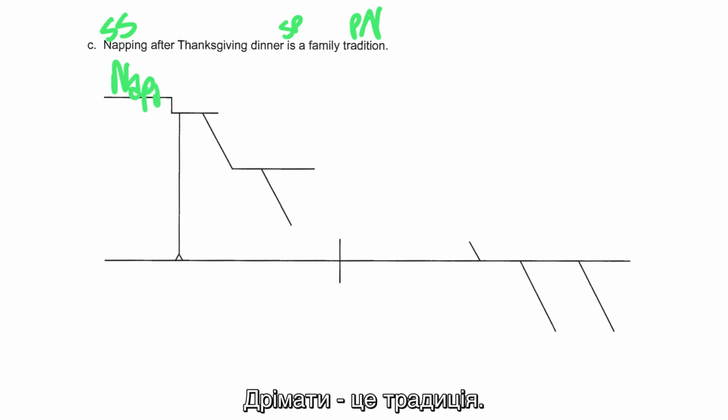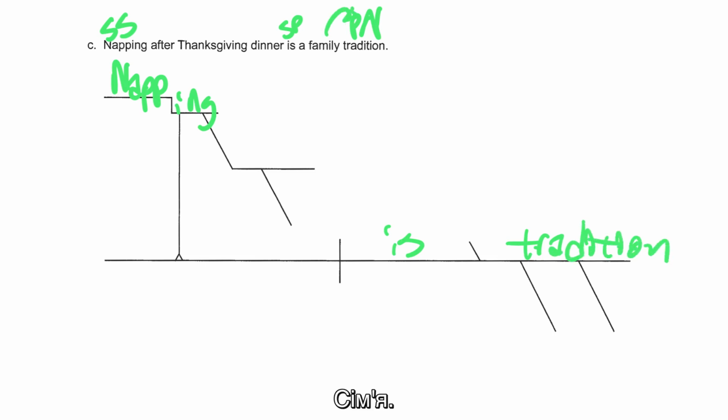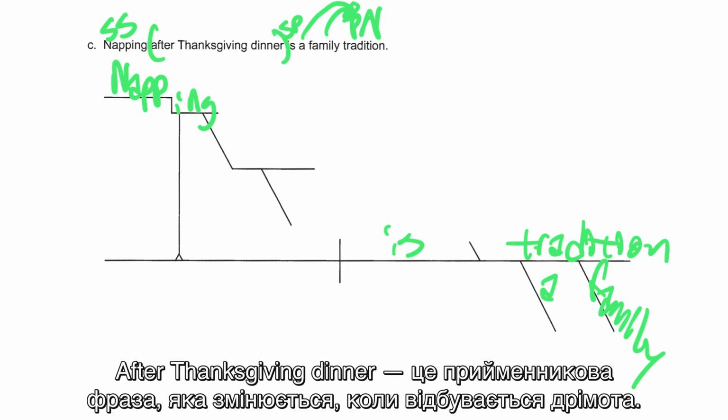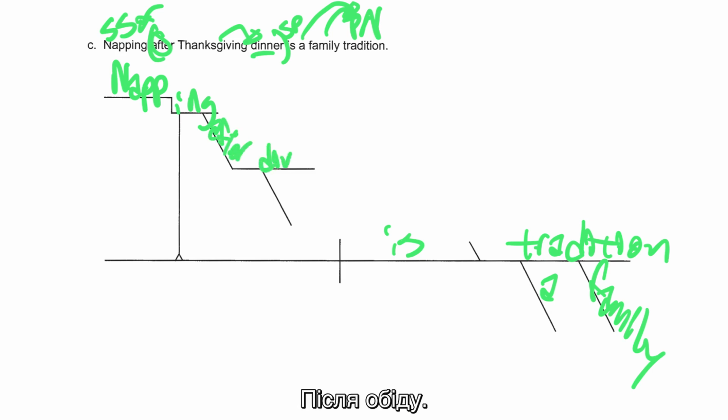Napping is tradition. What kind of tradition? Family. How many tradition? A family tradition. After Thanksgiving dinner is a prepositional phrase that modifies when napping happens. After dinner. What kind of dinner? Thanksgiving.